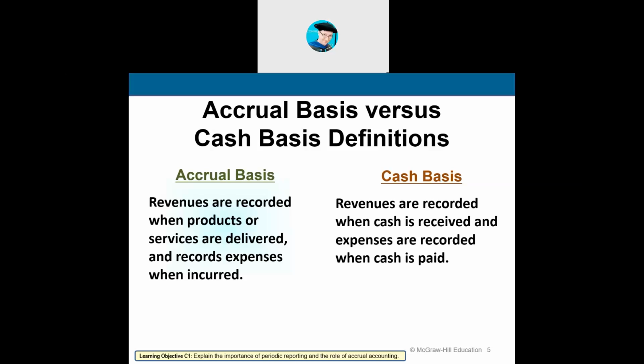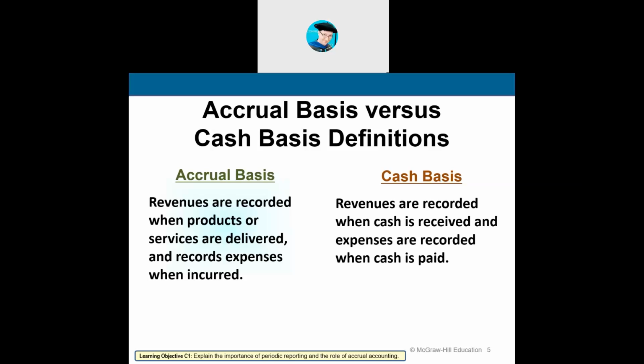Revenue is recorded when products or services are delivered to the customer. That's when we recognize revenue. That's part of the revenue recognition principle that we learned about in the previous chapters. Okay, we recognize revenue when it's earned. Otherwise, it's recorded as unearned revenue under accrual-based accounting.